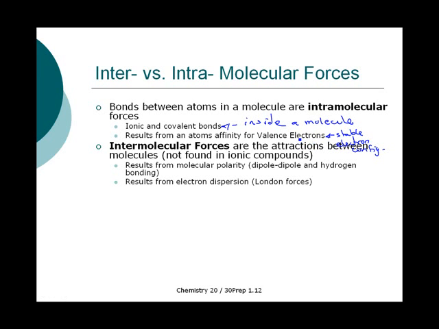Now, intermolecular forces are the attractions between molecules, so they're not found in ionic compounds, and they result from molecular polarity. So they happen in compounds that have dipole-dipole forces, or forces where you have polar bonds. And they also result from something called electron dispersion, which is basically the position of electrons.